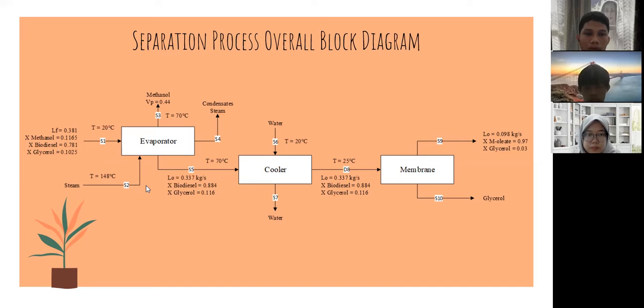Okay, here is our separation process block diagram. From this figure, the feed, or unrefined biodiesel containing methanol, biodiesel or methyl alkylate, and glycerol, enters the evaporator. It separates methanol by the steam that enters the evaporator. Next, it flows to the cooler to decrease the temperature from 70 degrees Celsius to 20 degrees Celsius. After that, it goes to the membrane to separate into methyl oleate and glycerol.